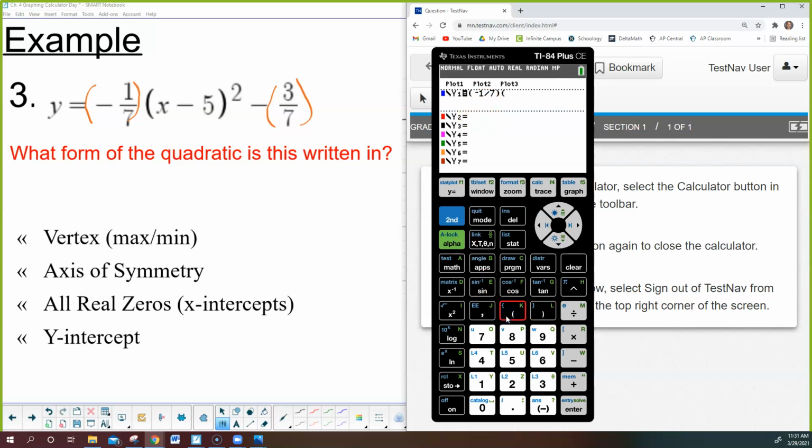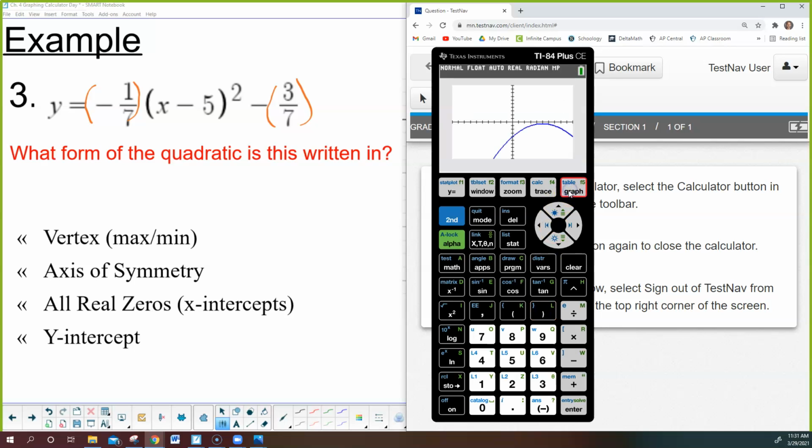And then I need parentheses, x minus 5, parentheses, squared. Now, this negative is a subtraction sign, so I have to use the minus symbol, and then I'm going to put parentheses 3/7.